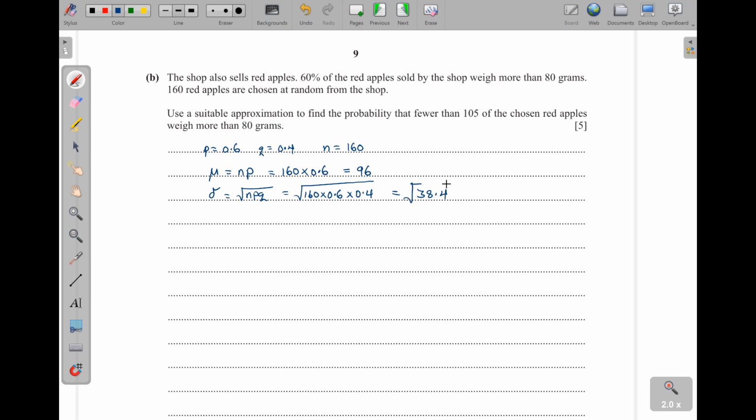38.4 under the square root. Okay? Now, before approximation, we do continuity correction because we are moving from discrete data to continuous data. Normal distribution deals with continuous data. Now, I have the number here.